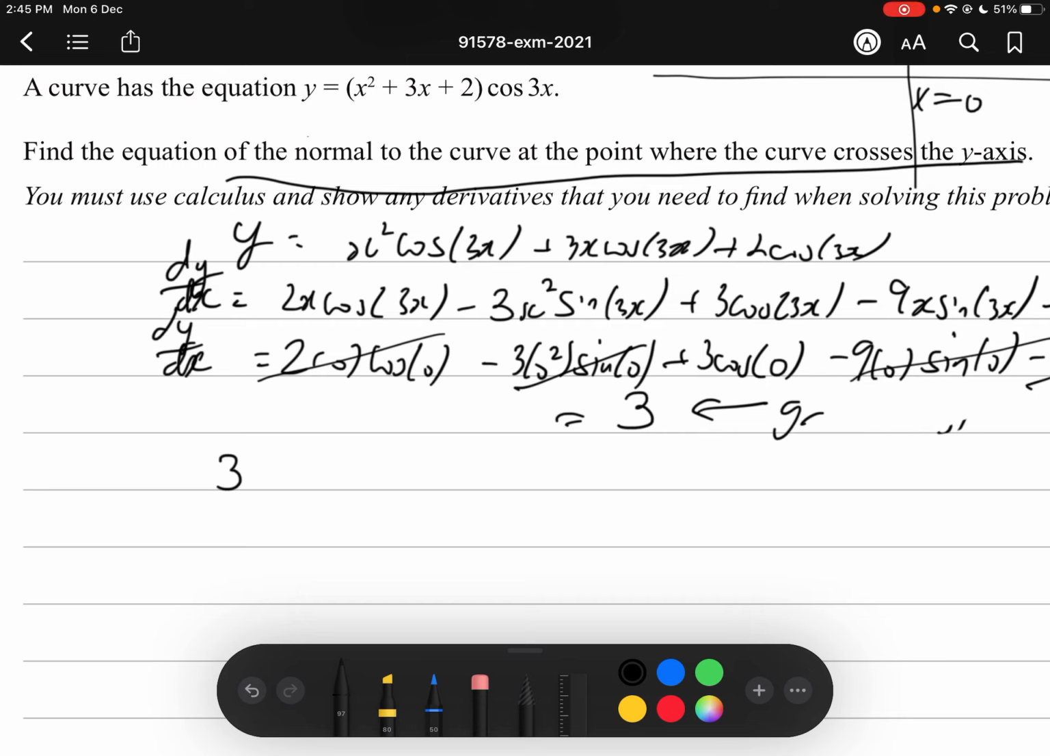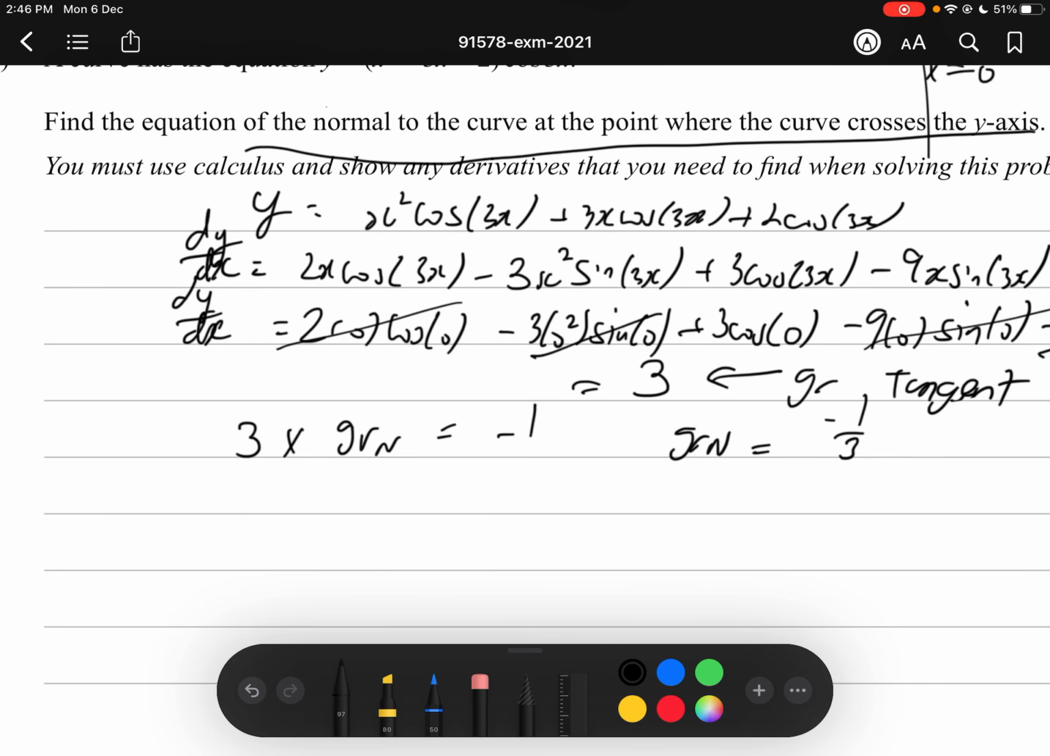Okay, gradient of the tangent. And to find the equation of the normal, we need to say that the tangent gradient multiplied by the normal gradient is negative 1. So 3 times the gradient of the normal is equal to negative 1, so the gradient of the normal is negative 1 over 3. Now we can write our standard equation for the line, y equals mx plus c. In this case, m is negative 1 over 3, plus c.